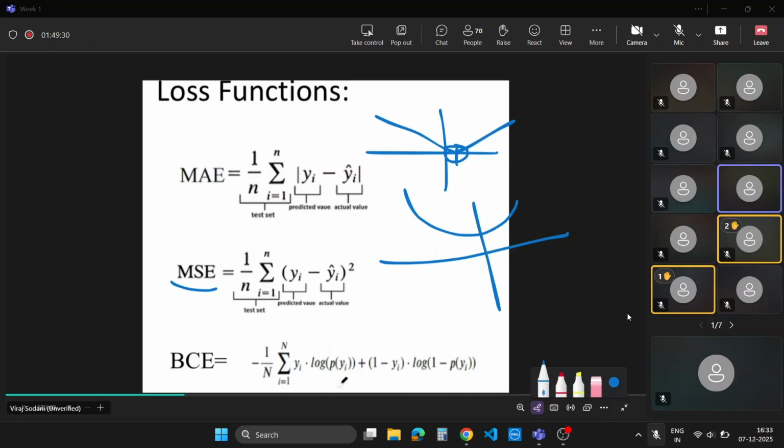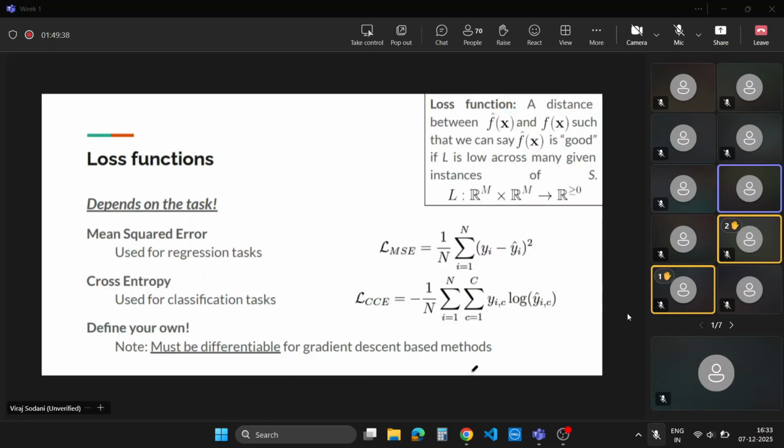तो ओके, BCE बस एक देख लो कि फॉर्मूला होता है P of y_i is nothing but probability है। थोड़ा सा प्रोबेबिलिटी में चलता है यहाँ पे काम, है ना। तो loss function depends on the task, मन से तो नहीं उठा सकते ऑब्वियसली। तो mean squared error is used for the regression task, and BCE cross entropy is used for classification task.